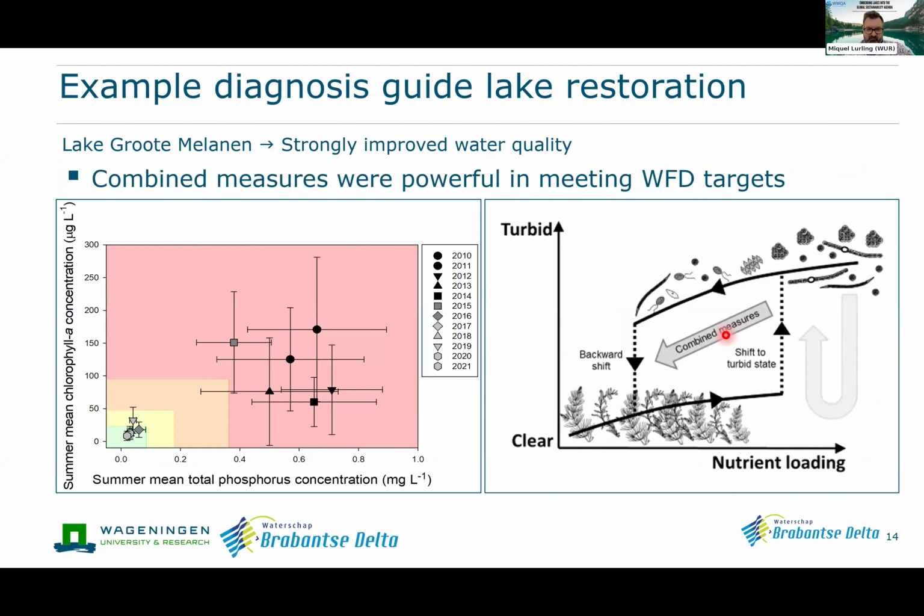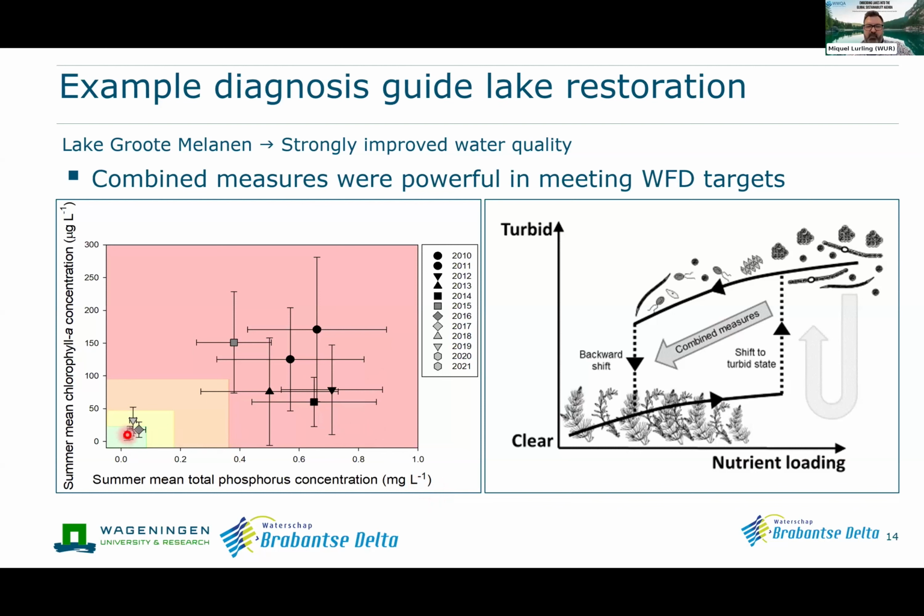So if we then relate the mean summer growth season chlorophyll concentrations and total phosphorus concentrations to the Water Framework Directive standards, red indicates the bad status, orange is insufficient, yellow is moderate, and green is a good ecological potential. Before, the lake was in a bad status, and it moved gradually to moderate to good.